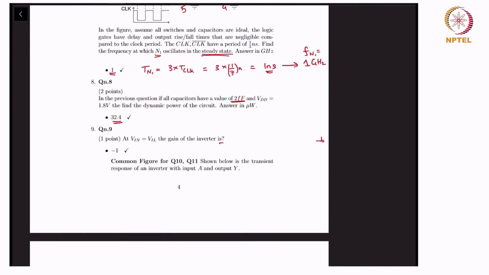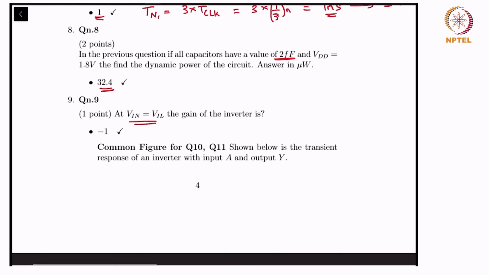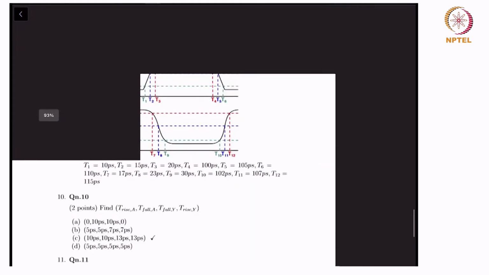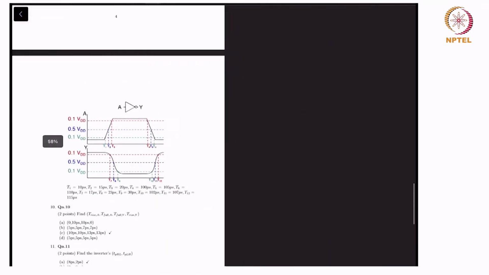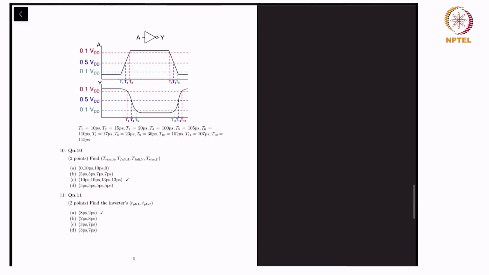Now in question 9, at Vn equal to VIL, the gain of the inverter is -1. This is directly from the lecture slides. This is the definition of the VIL point. So this is the figure that is common for question 10 and 11.